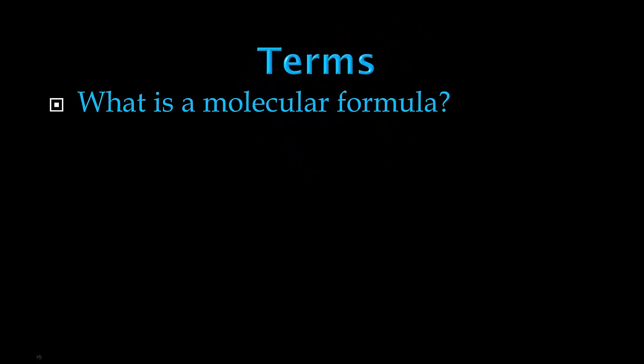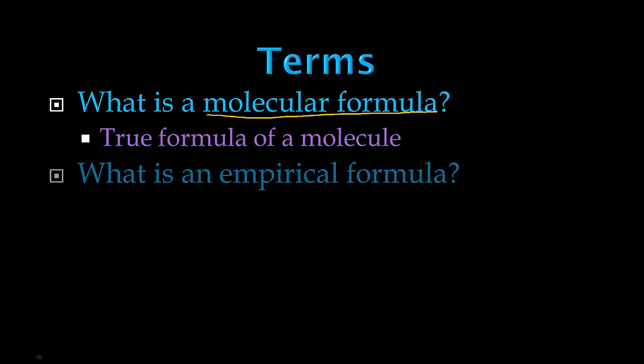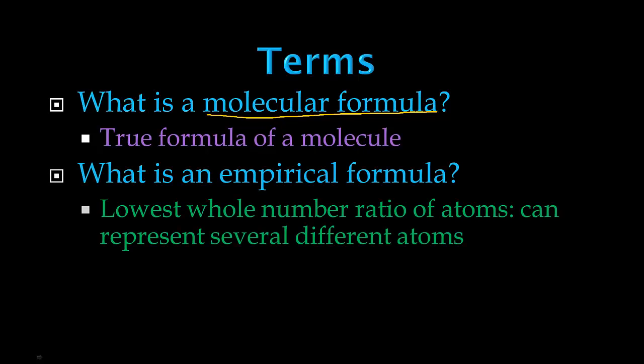Hello, chemistry students. We're going to continue talking about compound stoichiometry and more specifically empirical formulas. There are a few terms that you need to know about first. What is a molecular formula? The molecular formula is the true formula of a molecule. An empirical formula is the lowest whole number ratio of atoms, and that can represent several different molecules.